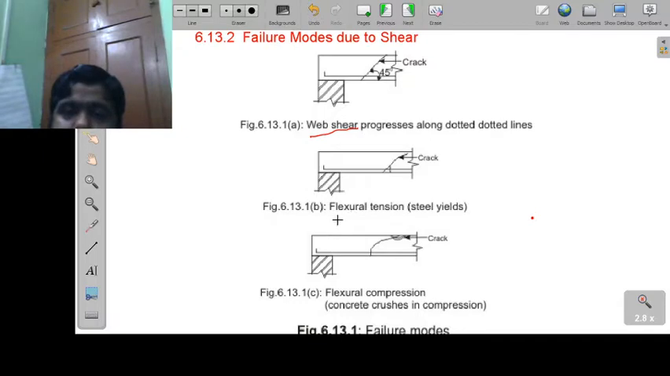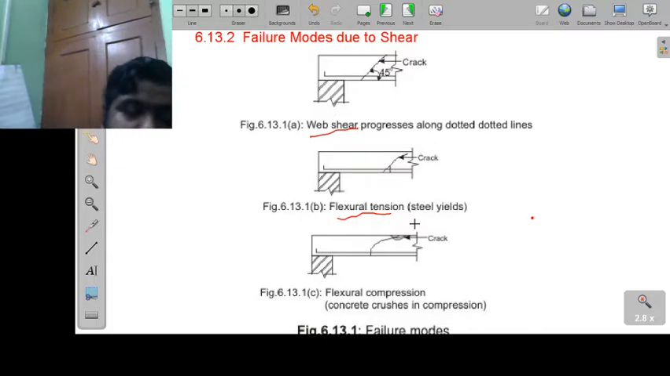Okay, the second one is flexural tension, which is because of the yielding of the steel. And the third one is flexural compression. In this case, basically, the concrete crushes in compression. So these are some types of shear failure that occur in a beam or any kind of member we will take.